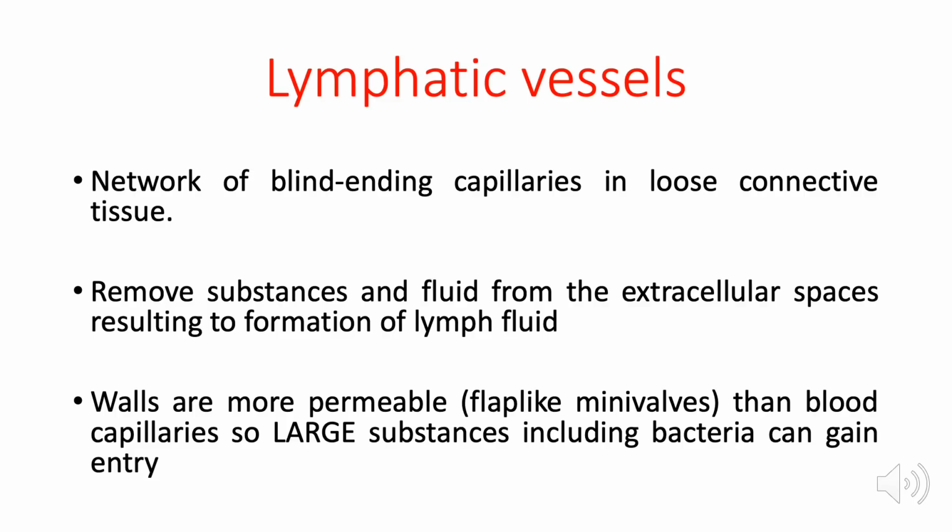the tissue or organ. The thing is, microorganisms have large sizes. Antigens, most of the time proteins, have high molecular weights. So how will these lymphatic capillaries bring these microorganisms and antigens into their lumen so that they would circulate along with the lymph? The answer is, these lymphatic vessels are provided with flap-like mini valves.